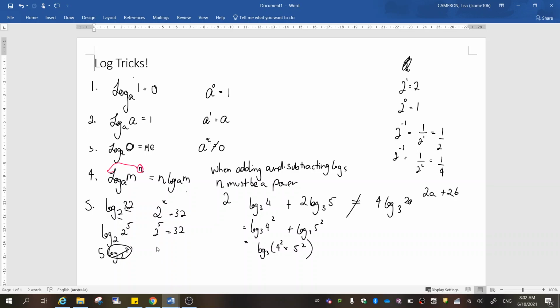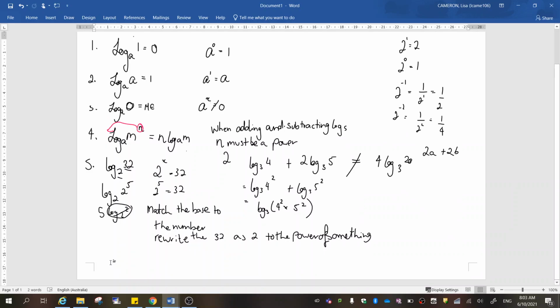So if I was going to write that process in words, I would write it as match the base to the number and rewrite. So in this case, we rewrite the 32 as 2 to the power of something else. Okay, like I said, really common thing that pops up all of the time.